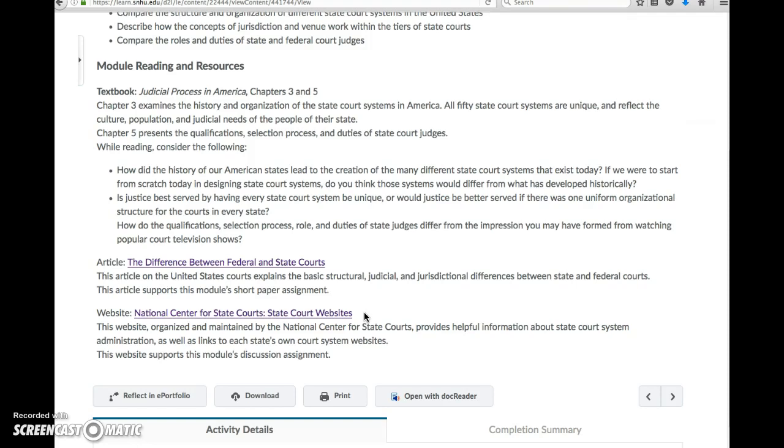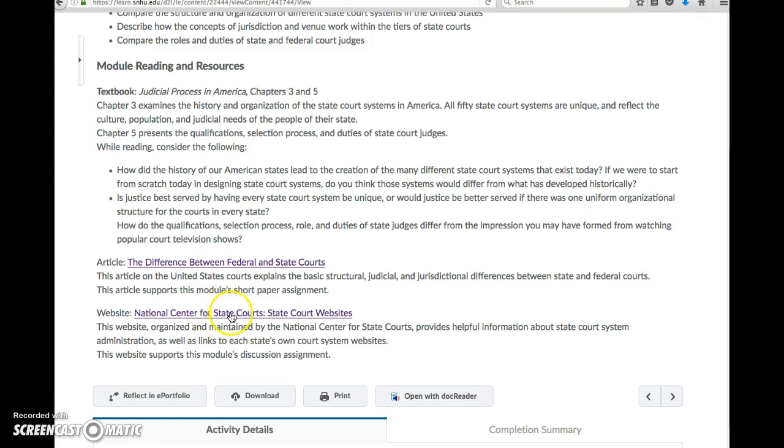All right. So venue is basically going to be associated with the location of the crime, and that's pretty simple. So those are the key terms: venue and jurisdiction. And so those are the concepts that I think are important. I also highlight that in my announcement, so you can take a look at that.